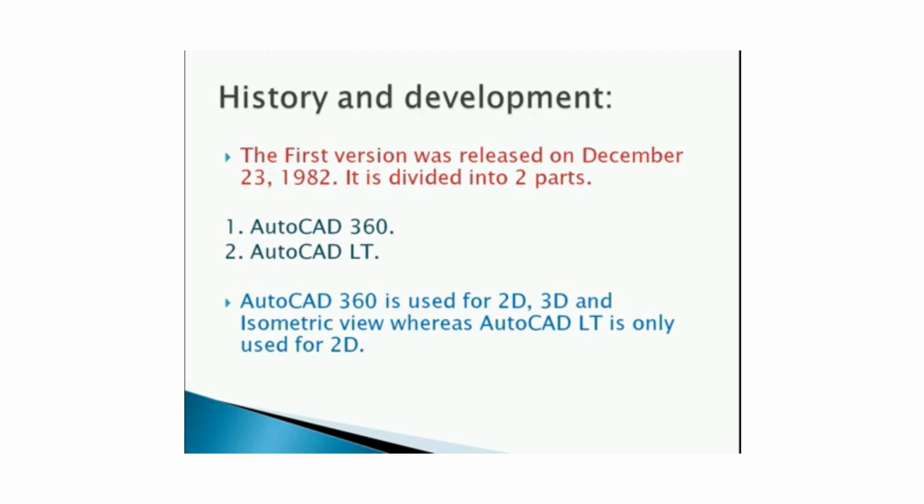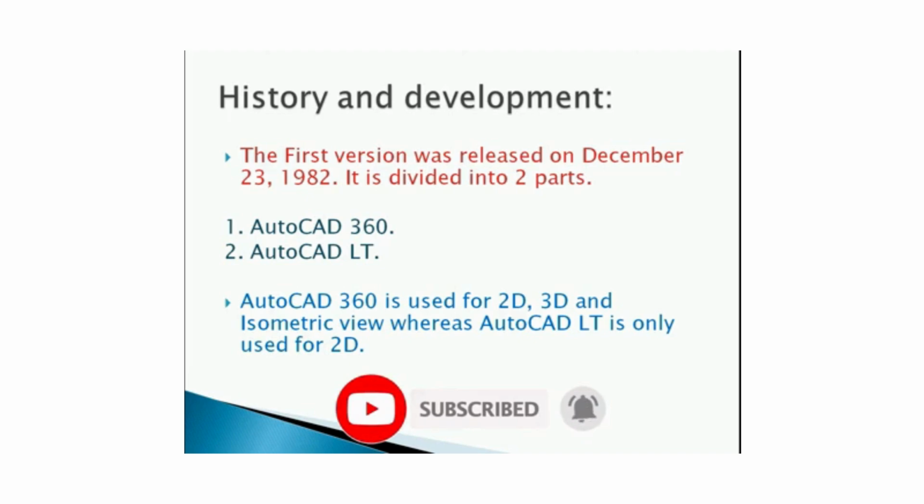Now what is AutoCAD LT? AutoCAD LT is only used for 2D. So normal AutoCAD includes both 2D and 3D facilities, whereas AutoCAD LT is only for 2D. So if you want to use only 2D, or if you want to purchase the license only for 2D, you can use AutoCAD LT. So this was the history and development of AutoCAD.